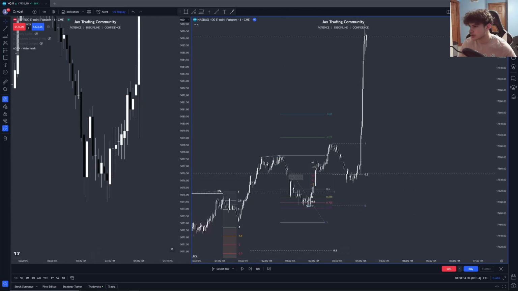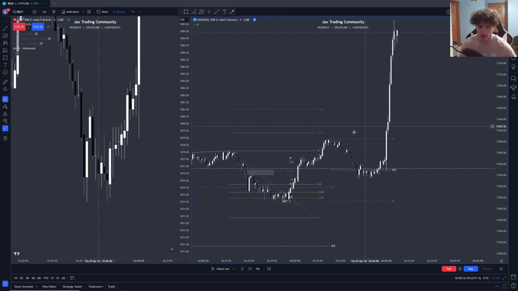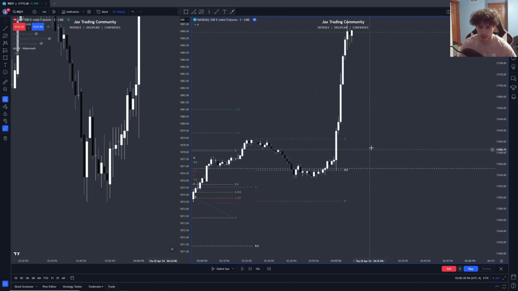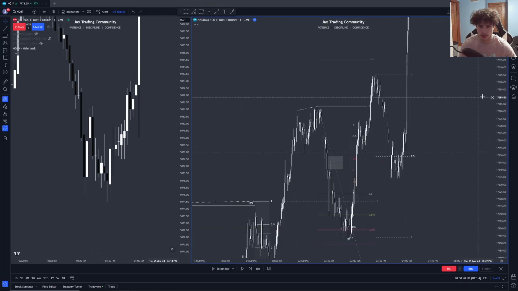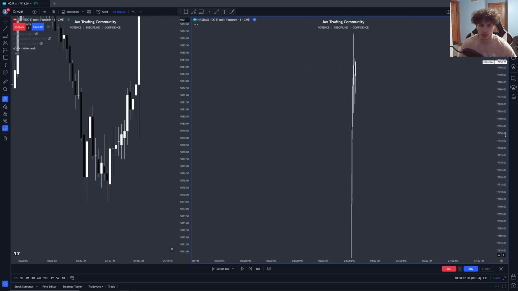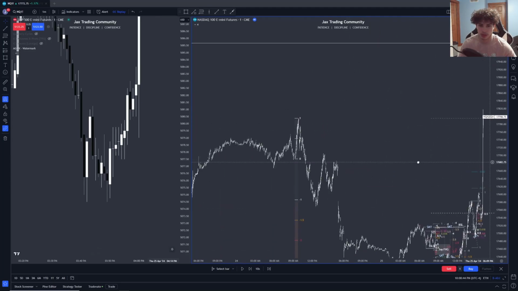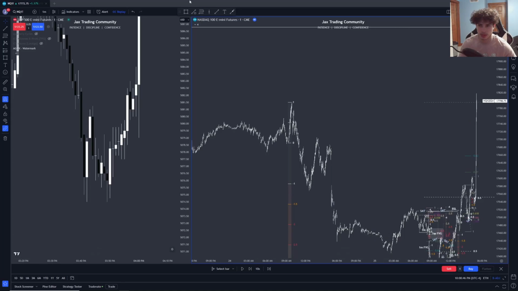This was near the market close, though. I was not even looking at the charts at this time. I was actually at work, so did not trade during this time. But yeah, absolutely massive pump, and this pump did end up taking this high.